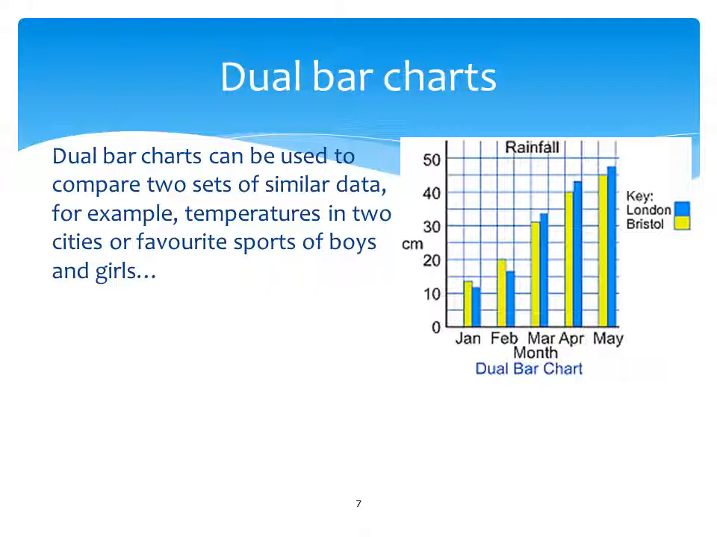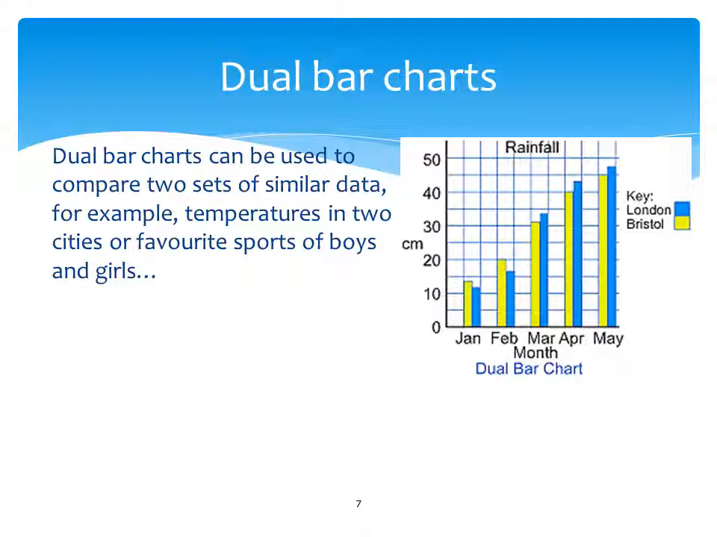If you look at the dual bar chart, you can see double bars on the same line or in the same month. Knowing that the key is very important here, because colors play a very important role in order to express or interpret data. The blue color is for London, and the yellow color is for Bristol.